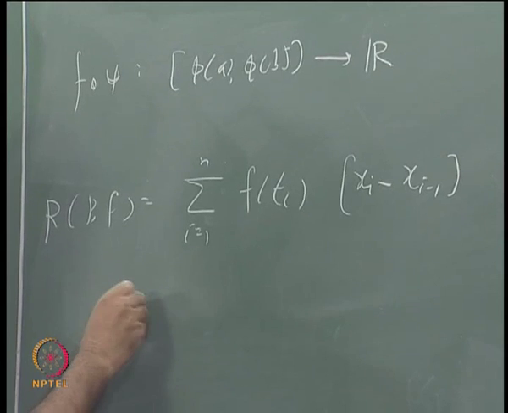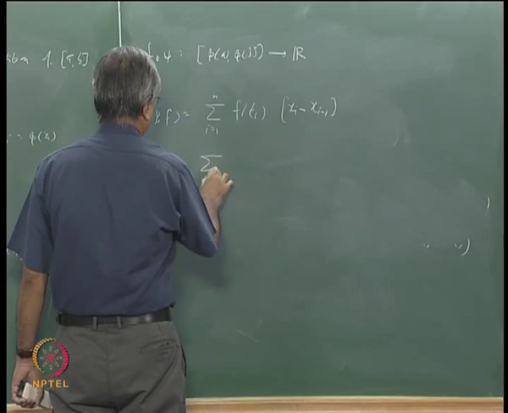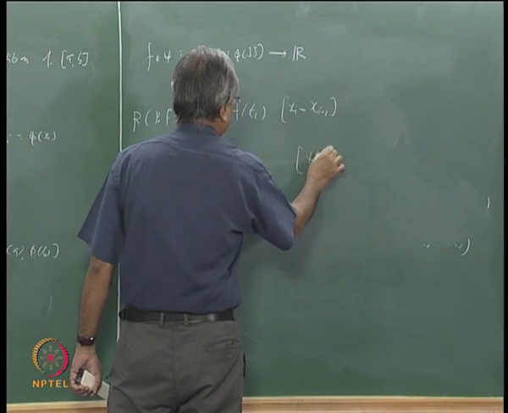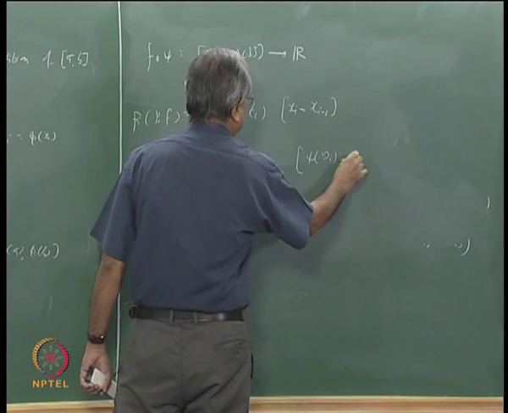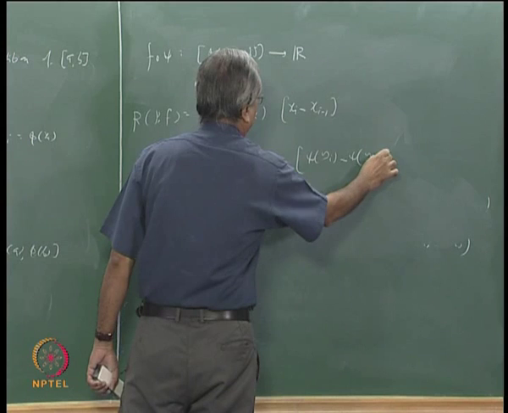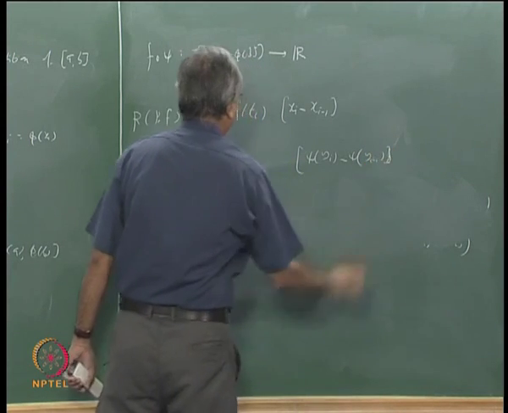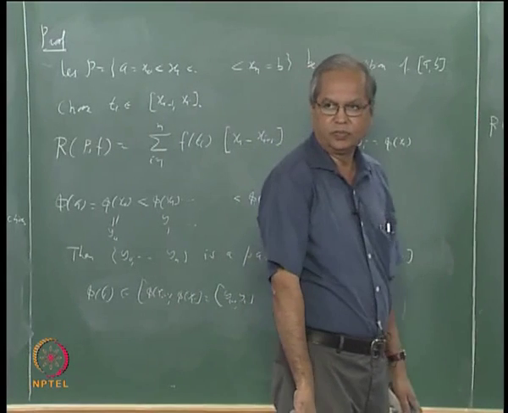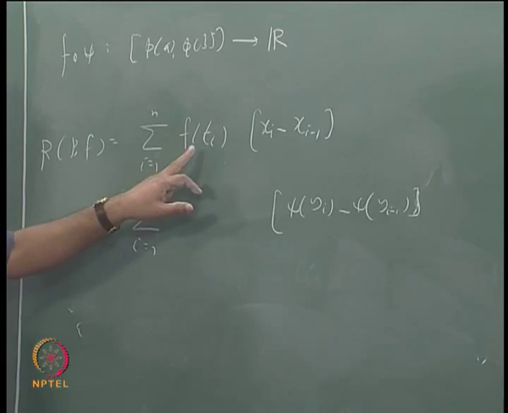Okay, so this is the same as the sum over i going from 1 to n. This term I will write later. This is nothing but psi(y_i) minus psi(y_{i-1}). The only question is how do I write this f at t_i?